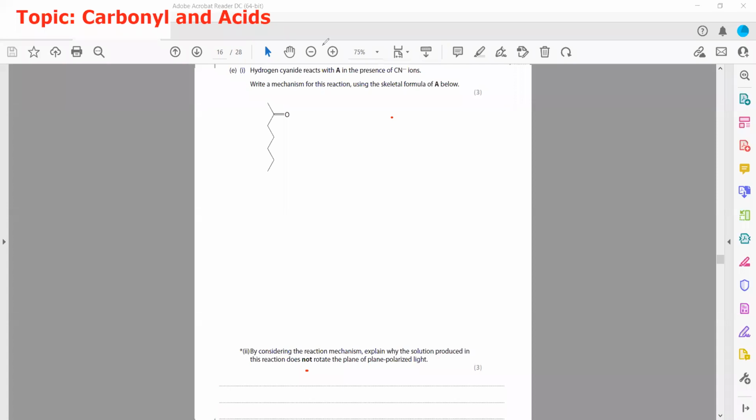In this part we have to complete: hydrogen cyanide, HCN, reacts with A, in the presence of... this is A. We have to write a mechanism for this reaction. So a nucleophilic addition reaction occurs when this reaction proceeds. So we have C double bonded with O, the carbonyl group. Carbon has a partial positive charge and oxygen has a partial negative charge.